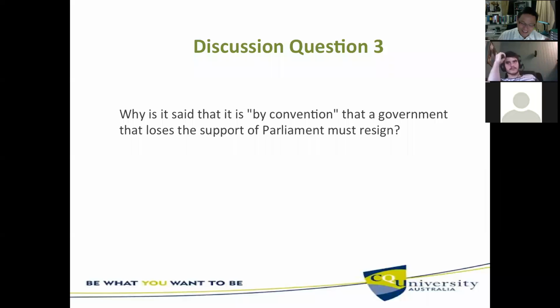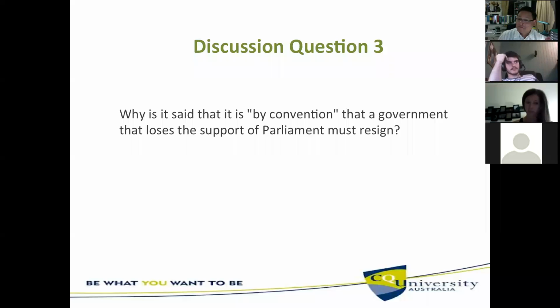Now, if we speak about convention, these are long-standing practices that, as a matter of practice, people just follow because they're what makes the system of government work. Okay, so we're clear on that.